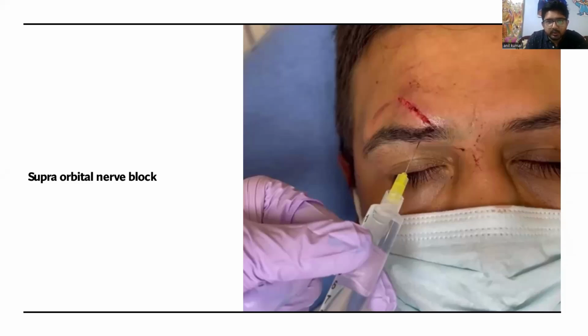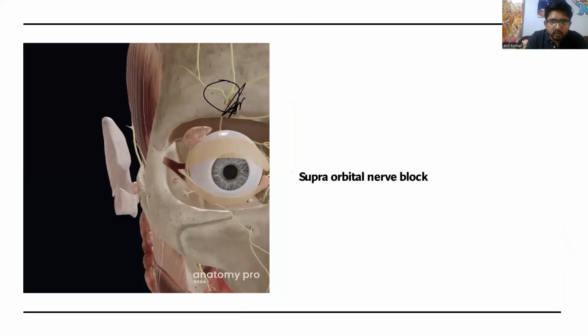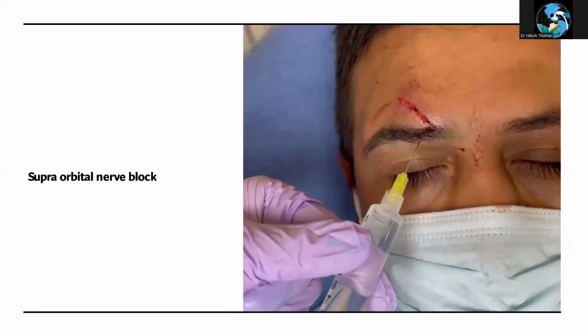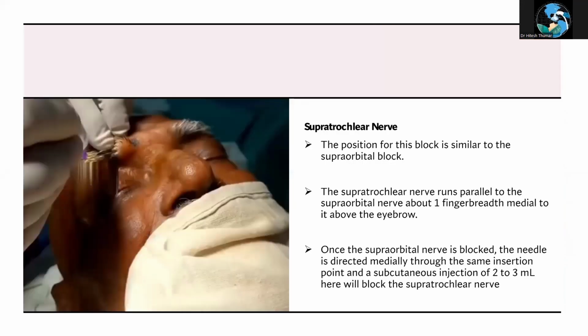Coming to the supratrochlear nerve. You can see that medial to the supraorbital nerve is the supratrochlear nerve, which passes through the supraorbital margin. After blocking the supraorbital nerve, keep the needle in the same place, and in the same position, the needle is directed medially from the same insertion point. A subcutaneous injection of 2 to 3 ml here will block the supratrochlear nerve.